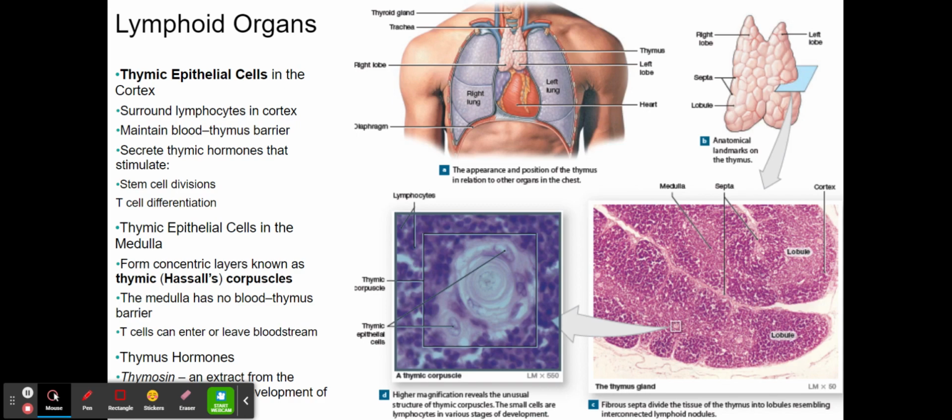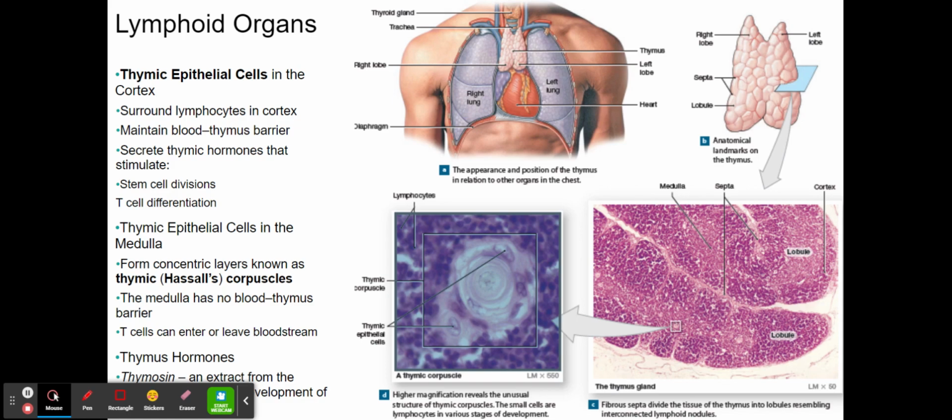The cortex contains actively dividing lymphocytes, or T cells. As the T cells mature, they migrate into the medulla. After about 3 weeks, these T cells leave the thymus by entering one of the medullary blood vessels. Lymphocytes in the cortex are arranged in clusters that are completely surrounded by the thymic epithelial cells, also called TECs. Thymic epithelial cells regulate T cell development and function.